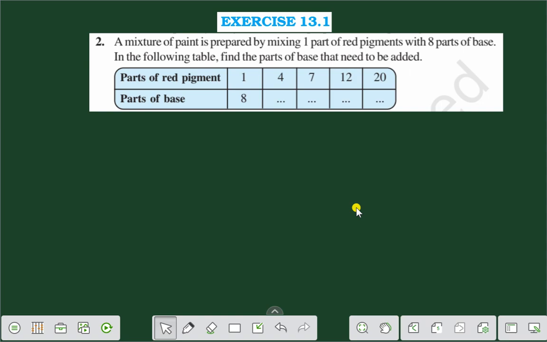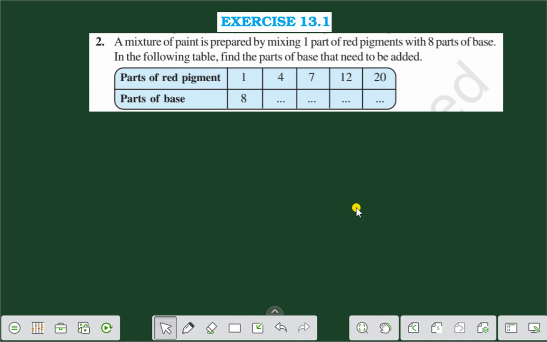Today I shall discuss exercise 13.1 question number 2. A mixture of paint is prepared by mixing 1 part of red pigments with 8 parts of base. In the following table, find the parts of base that need to be added. Here we are finding that the given mixture of paint is prepared by mixing 1 part of red pigments with 8 parts of base.